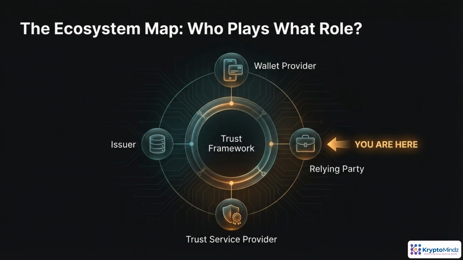In eIDAS 2.0, everything operates within a common trust framework. Issuers create and vouch for attributes or credentials. Wallet providers give users a secure way to hold and present those credentials. Trust service providers add legally reliable services, such as qualified signatures, seals, or timestamps. Your organization enters as the relying party. You don't issue or store the user's core identity. You consume trusted data to make decisions. Your risk, obligations, and business opportunities all flow from how you rely on these other actors and verify that they're trustworthy.